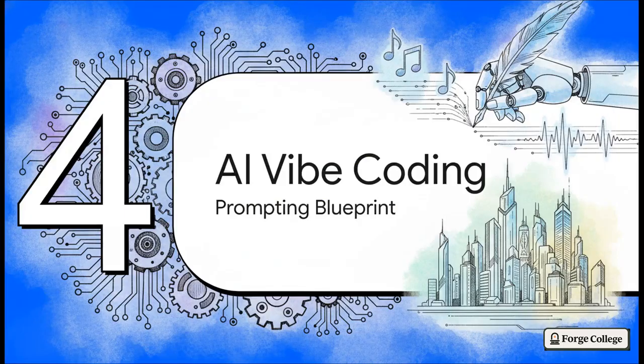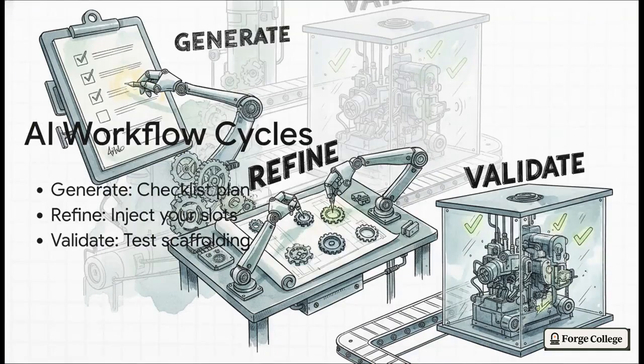Moving on to Section 4, AI-assisted vibe coding, prompting the blueprint. Now let's talk about using AI as our junior engineer to rapidly prototype this upgrade plan. We can break this AI interaction down into 3 very specific vibe coding cycles. First up is the generate cycle, where we just ask the LLM for a raw checklist-style upgrade plan. Second is the refine cycle, where we get specific and feed the AI our proxy's exact storage layout and our admin model to really tailor the output.